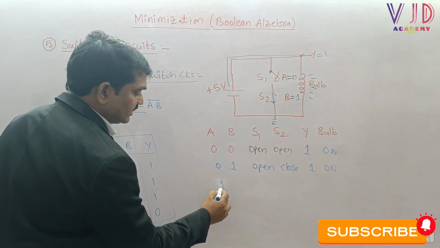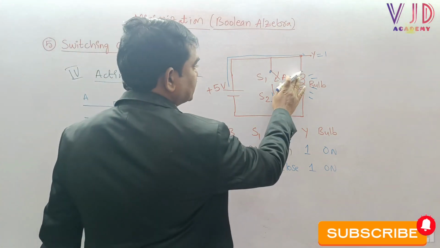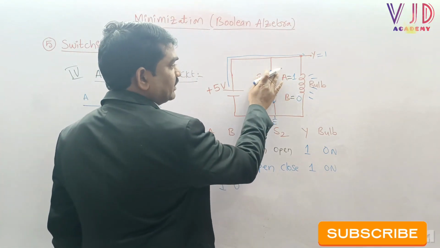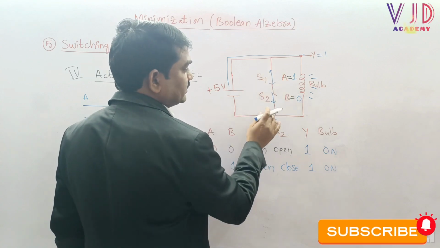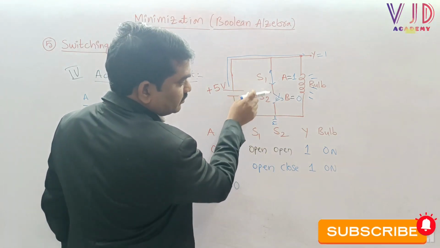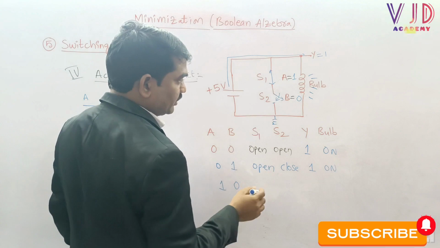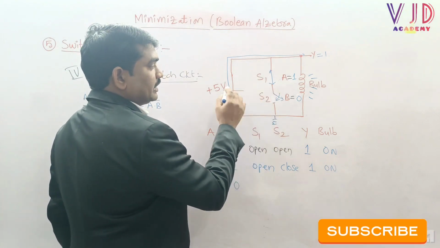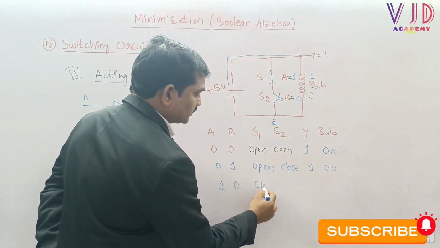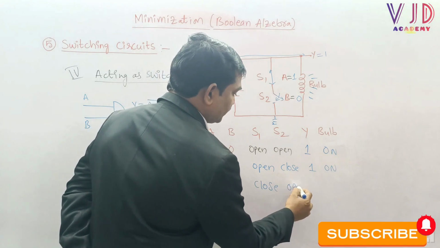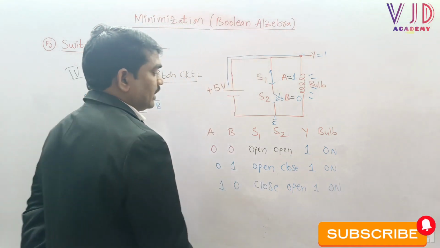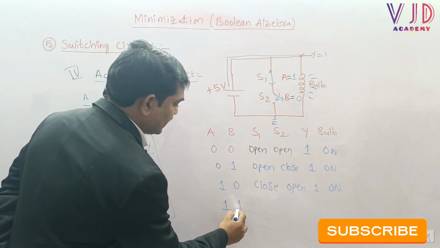Let us try to take the third case. Here A equal to 1 and B equal to 0. What will happen, sir? Here A equal to 1, so that switch is short circuited, and B equal to 0, so B is open circuited. Again there is no connection between input and ground. Because there is no connection between input and ground, the applied power supply will again go to output Y. Now S1 is closed and S2 will be open. Now the output is 1, and because output is 1, the bulb automatically turns on.